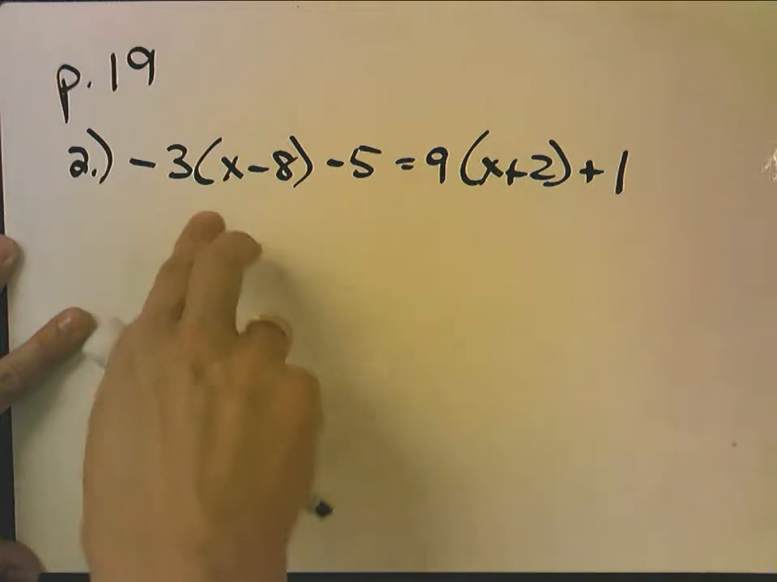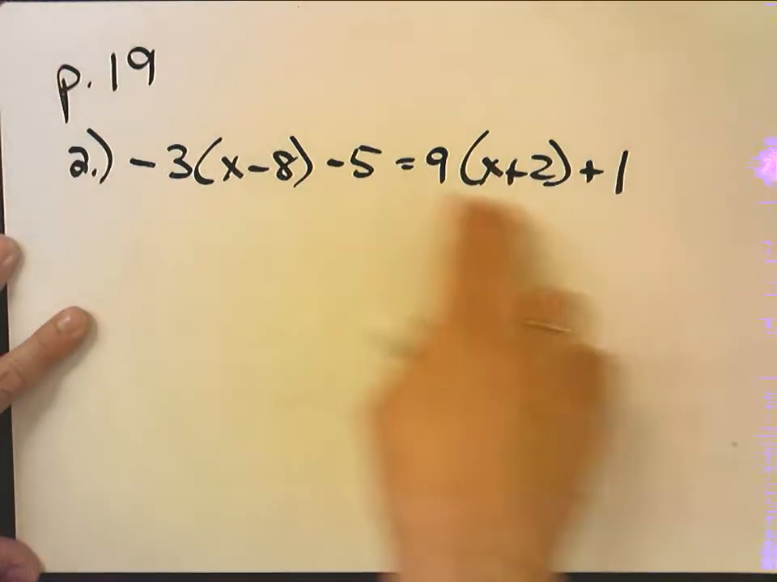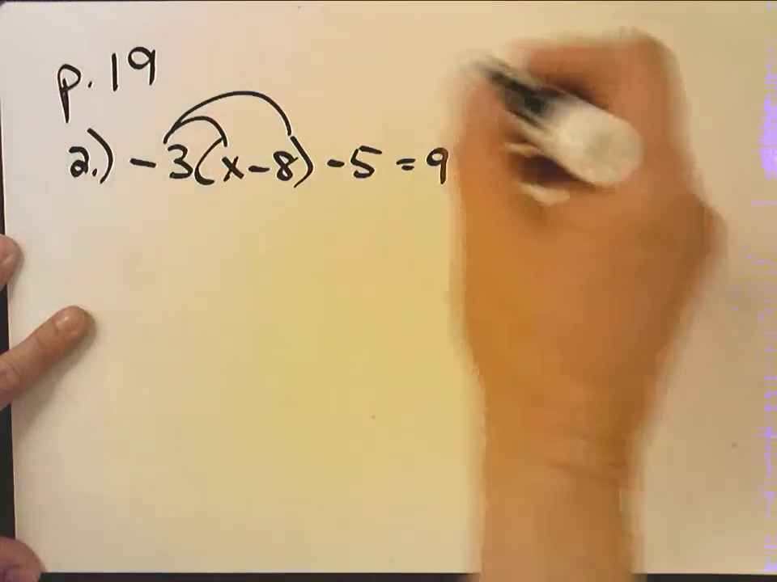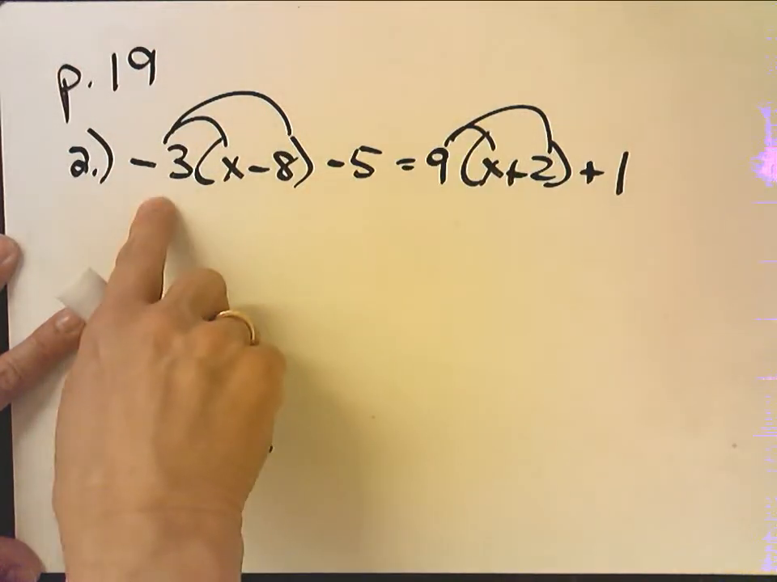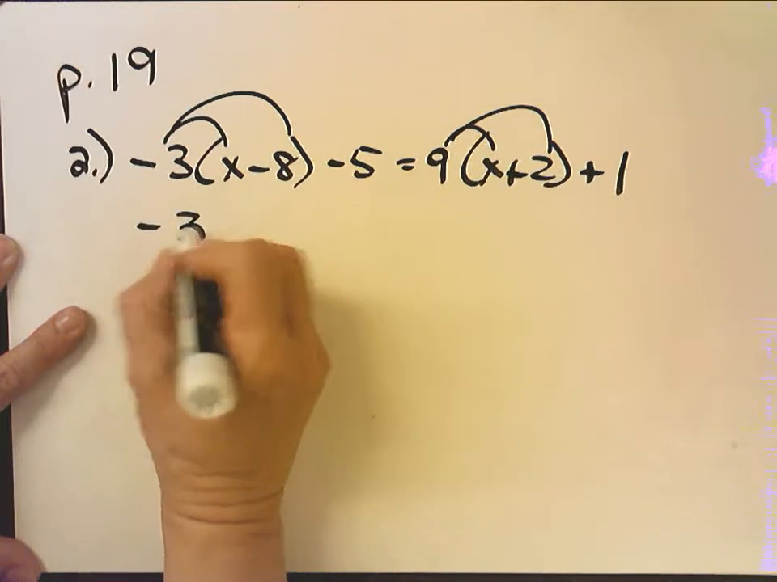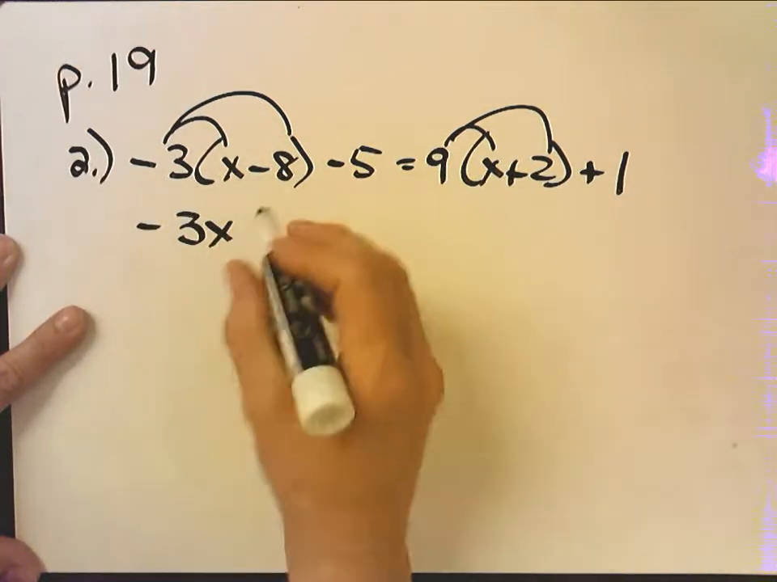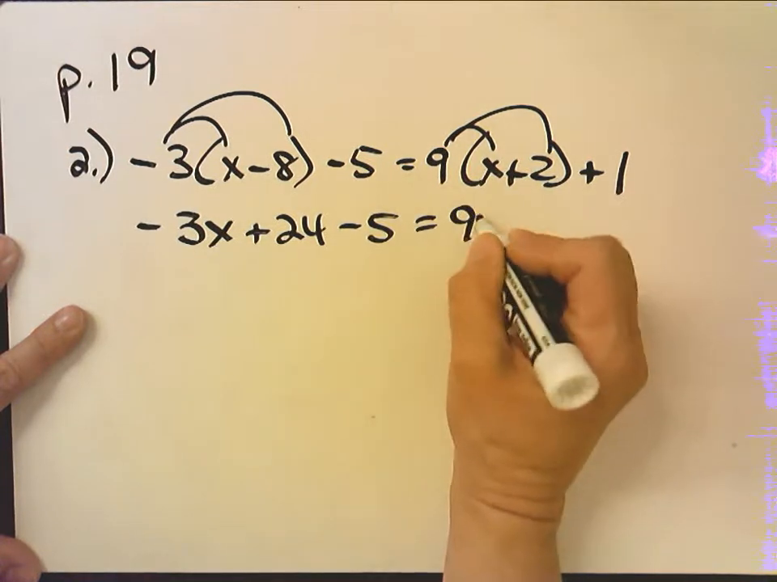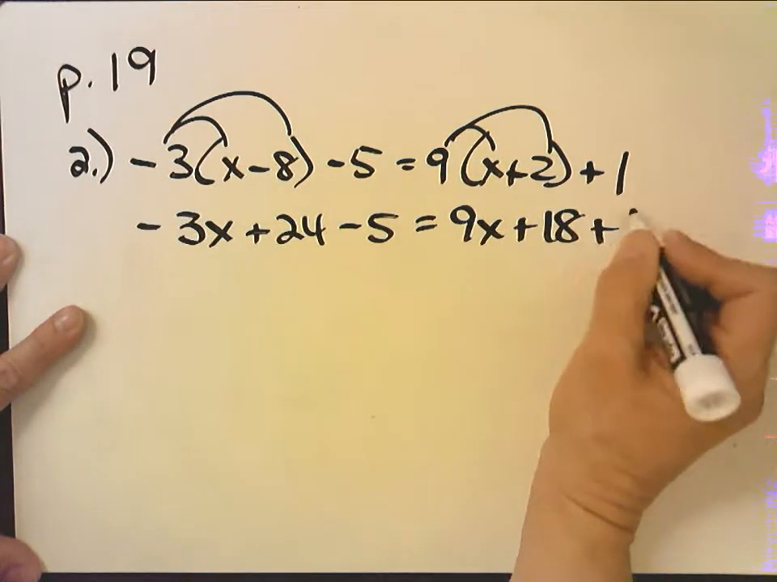Now number 2 is tricky because first I have to simplify the left and simplify the right. I have to be careful when distributing my negative. So negative 3 times x is negative 3x. Negative 3 times negative 8 is plus 24 minus 5 equals 9x plus 18 plus 1.